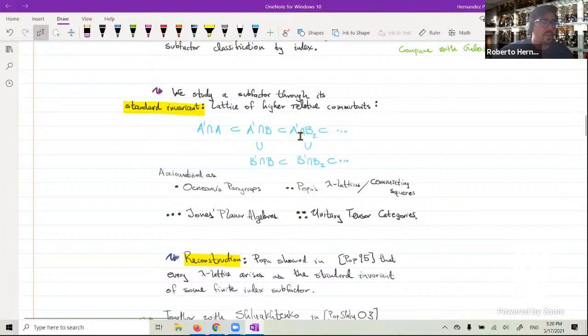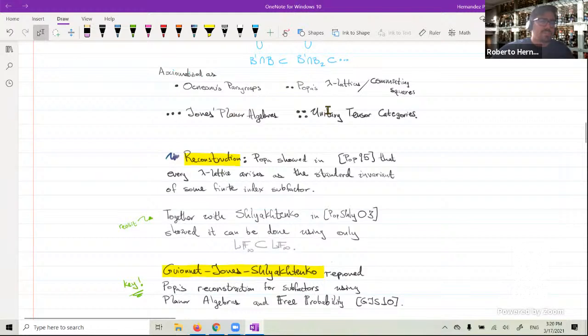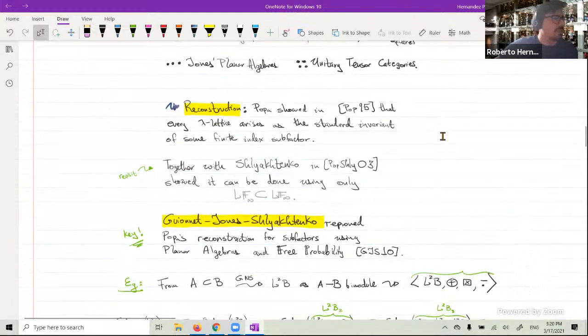And here, very concretely, you're being shown a commutative square of finite dimensional C-star algebras. Also relevant to us is Jones's planar algebras, and mainly the reason that brought us here is one can present this structure as a unitary tensor category. Now, to help me walk you through these last three bullet points, I really have to speak about reconstruction.